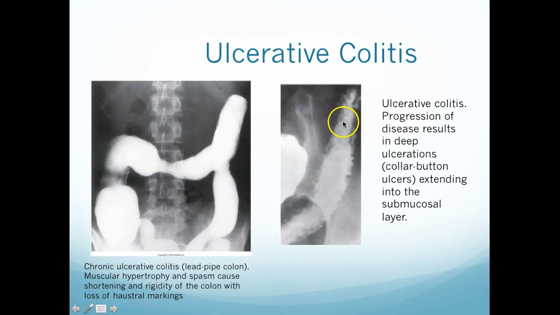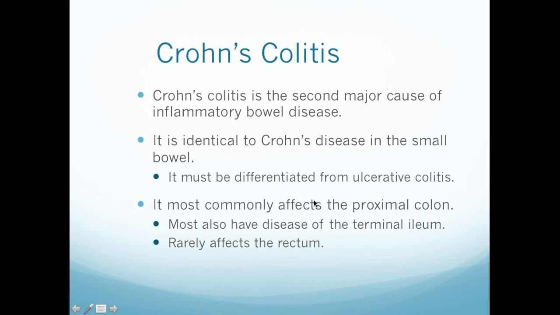Now remember how I said it looked like flakes of pepper? Here you've got deep ulcerations going into the submucosal layer, so it has that hazy looking appearance in the mucosal layer. That is our lead pipe also, because there are no haustral markings there.